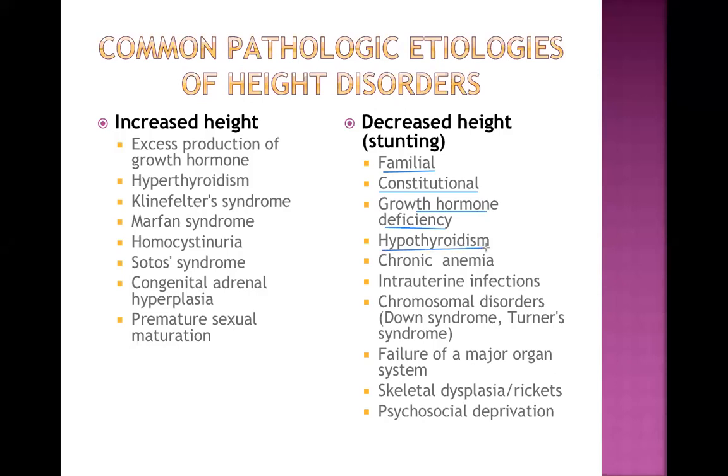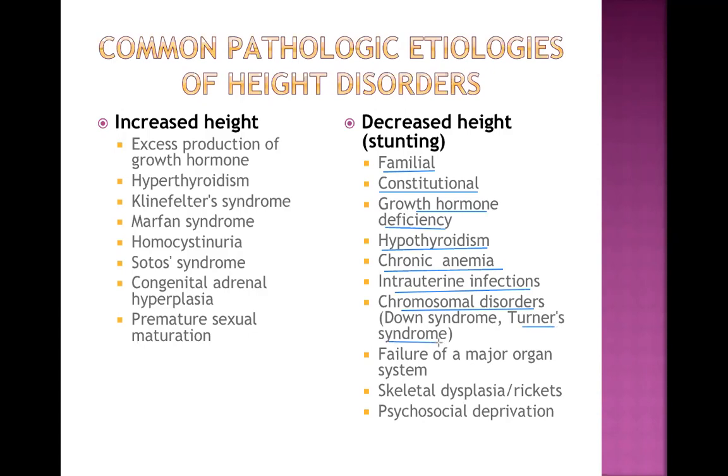Hypothyroidism, never forget this, is an extremely important cause of decreased height. And one important point: in hypothyroidism, the limbs are shorter than the trunk, so this is a disproportionate type of shortening. Then chronic anemia or any chronic disease, like intrauterine infection as well. Any chromosomal disorders, like Down syndrome and Turner syndrome.